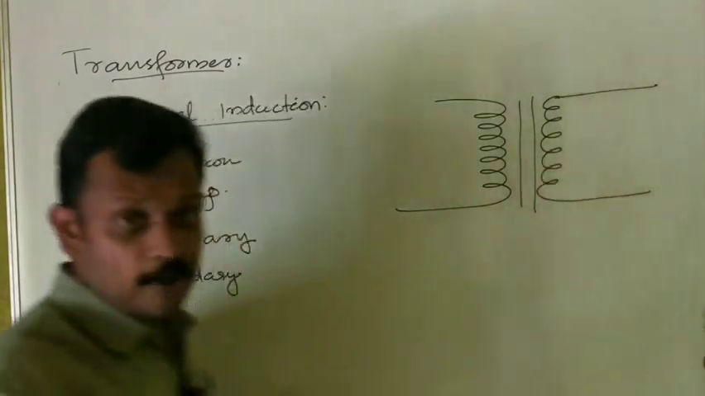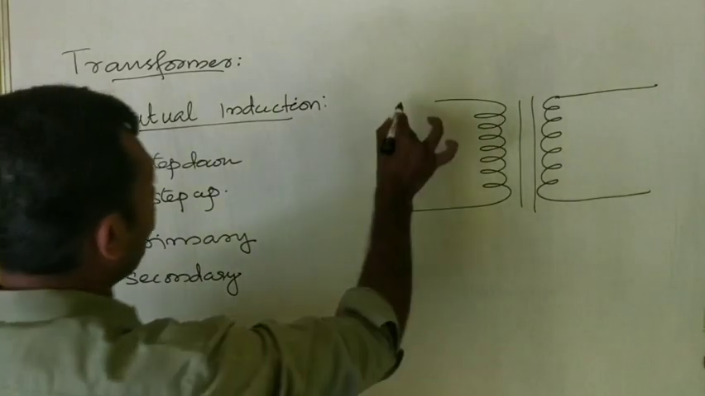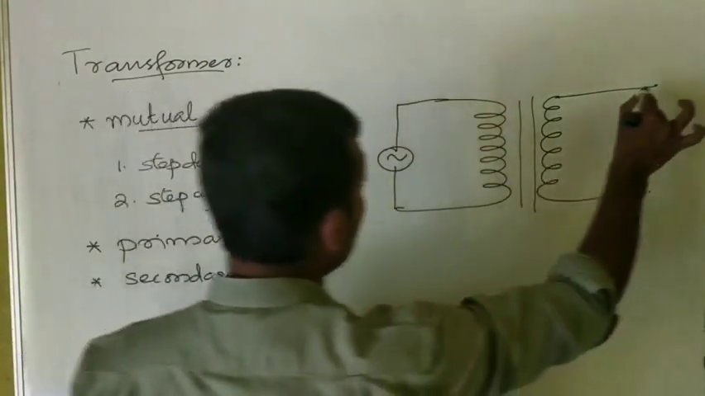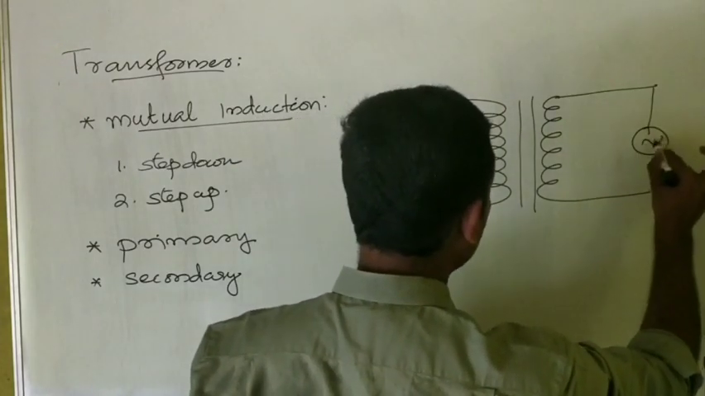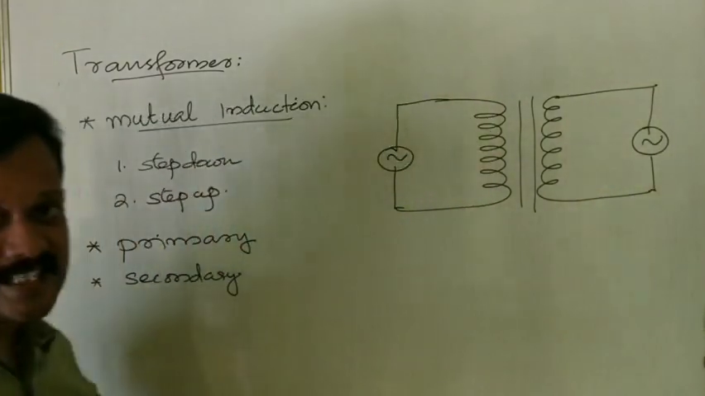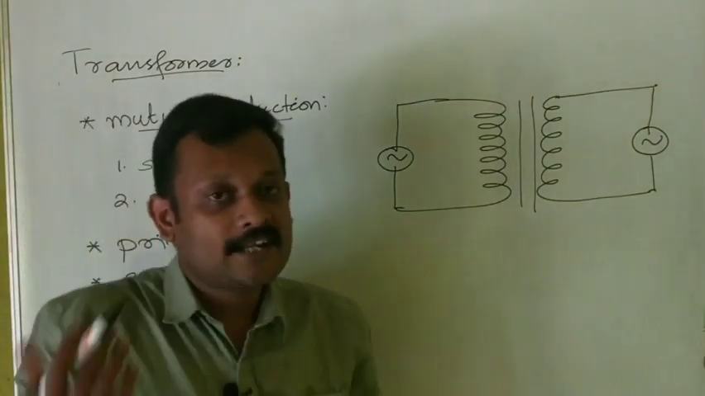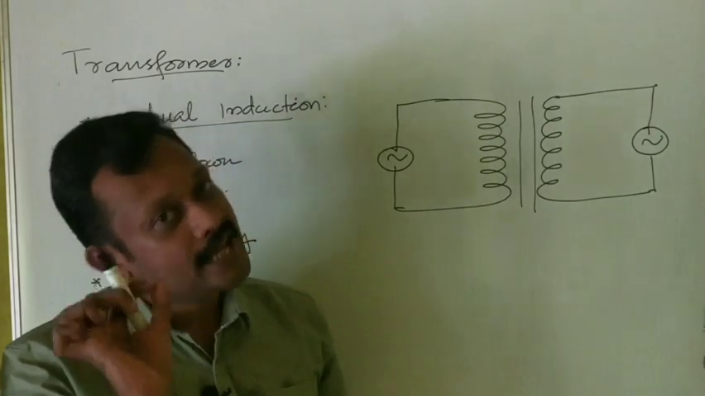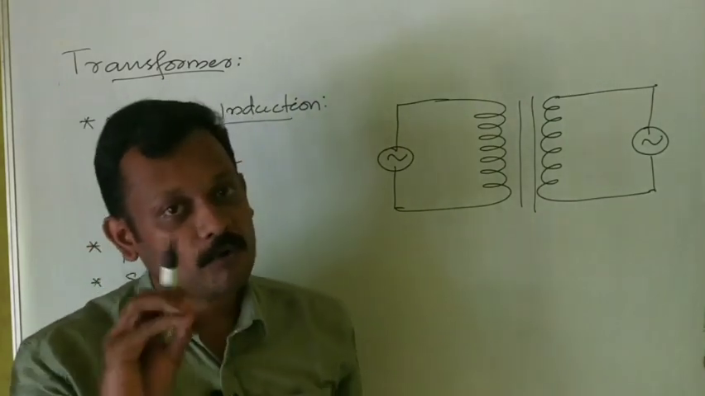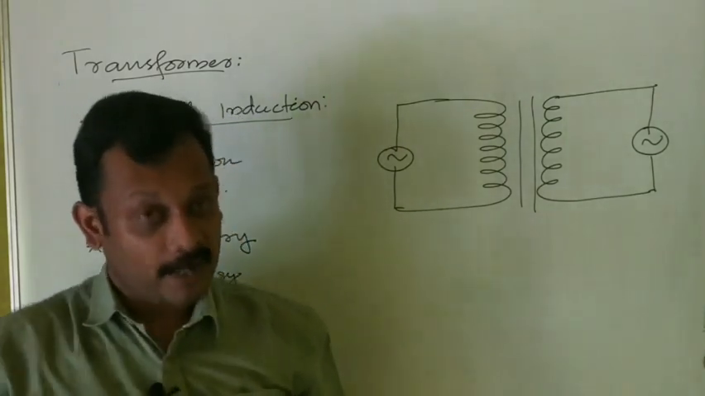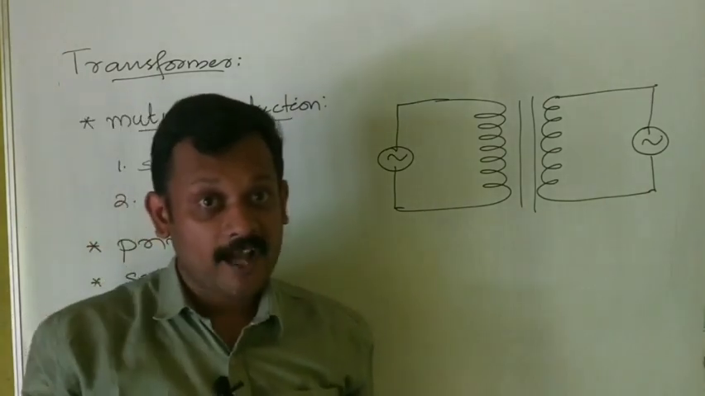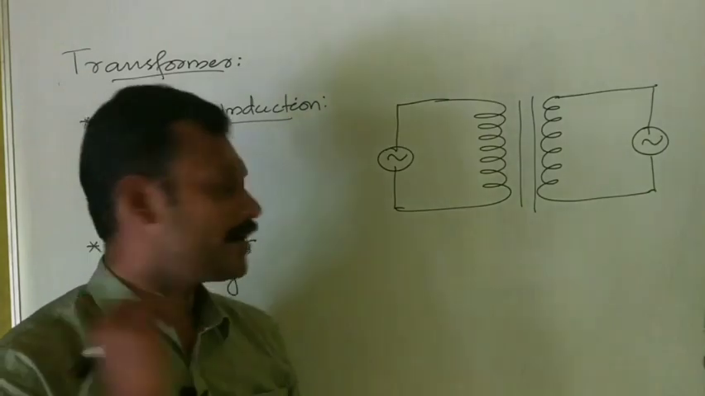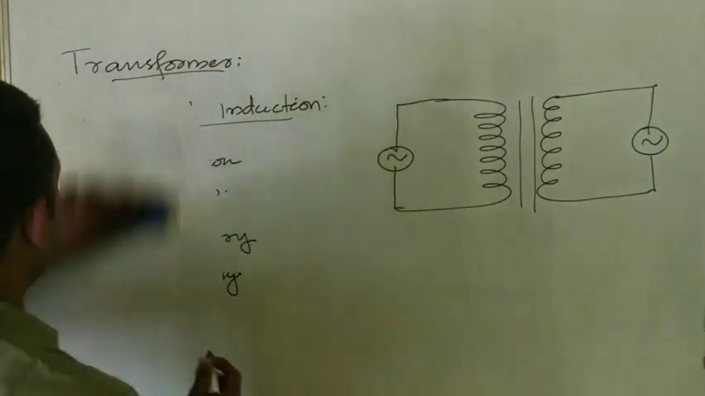Before we start studying the transformer, please understand this point: a transformer can work only with AC. We cannot use a transformer with DC. A transformer is a device used to step up or step down an input signal. Right, so now we will start discussing the transformer.